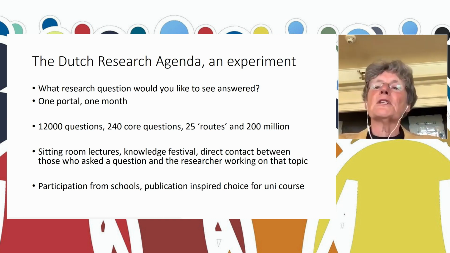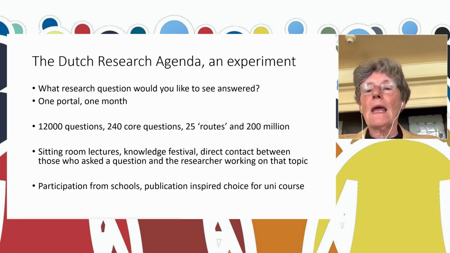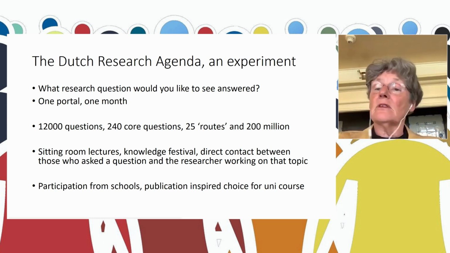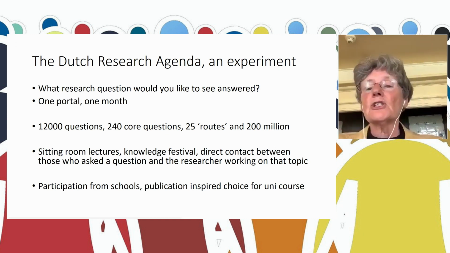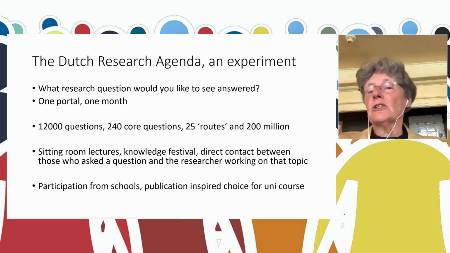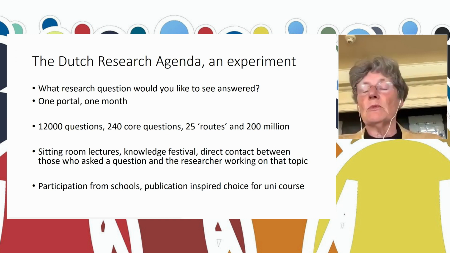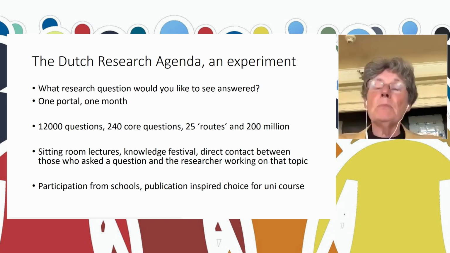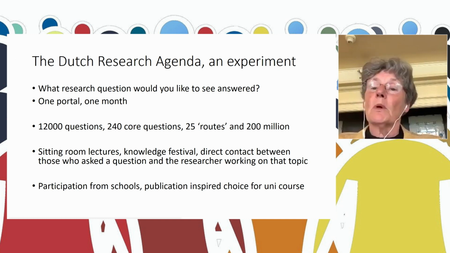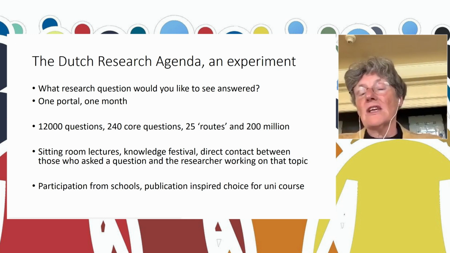Those 240 core questions were then published, and every single person who asked the question was put in contact with a researcher who was working on that area, either to tell them that the answer was already part of the findings that research had published, or to tell them what research was going on. There were small lectures given in sitting rooms to some of the people who asked questions. There was a big knowledge festival in which many researchers were willing to address the general public.